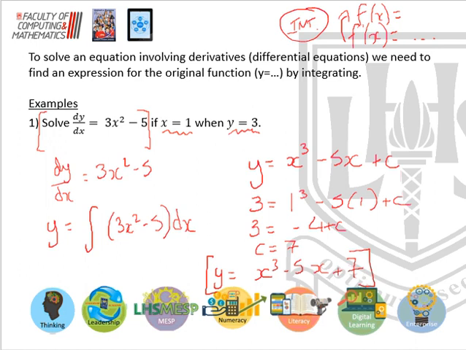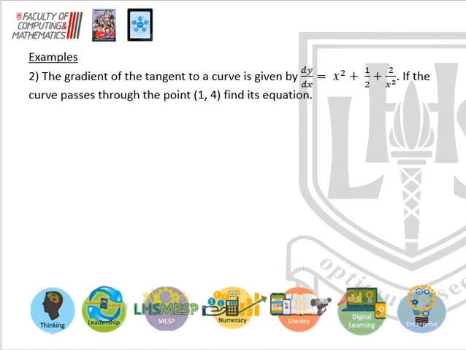Okay, so going back to the success criteria, we need to know firstly that this is an integration question. We then need to integrate, and specifically for differential equations, we need to know to substitute in to find the value for c. Okay, looking at a second example, the gradient of the tangent to a curve is given by dy by dx equals this, and if the curve passes through the point (1, 4), find its equation.